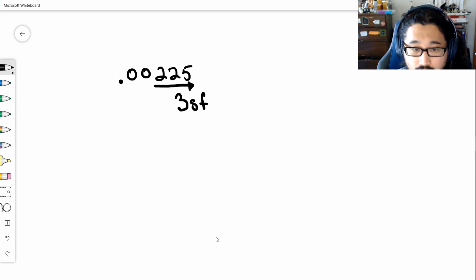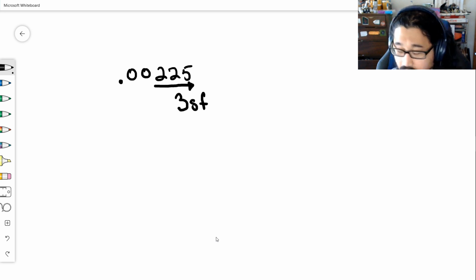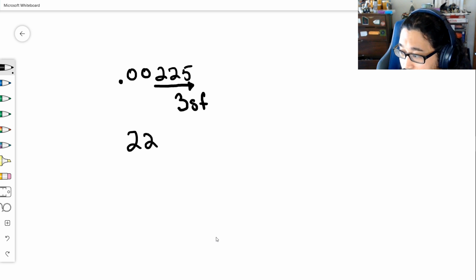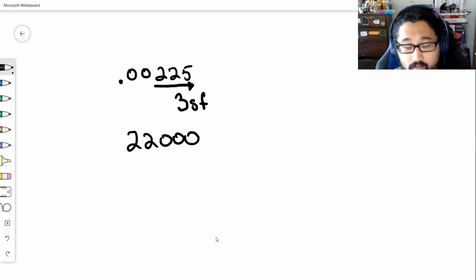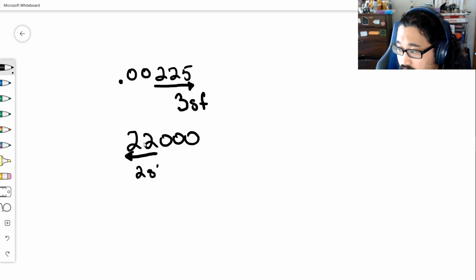If I were to do another example, I might do 22,000, right? There is no decimal place. So I'm going to start from this side, from the Atlantic side. I'm going to look for the first number that isn't 0, which is right here. And I'm going to count it and everything over. So this number has 2 Sig Figs.